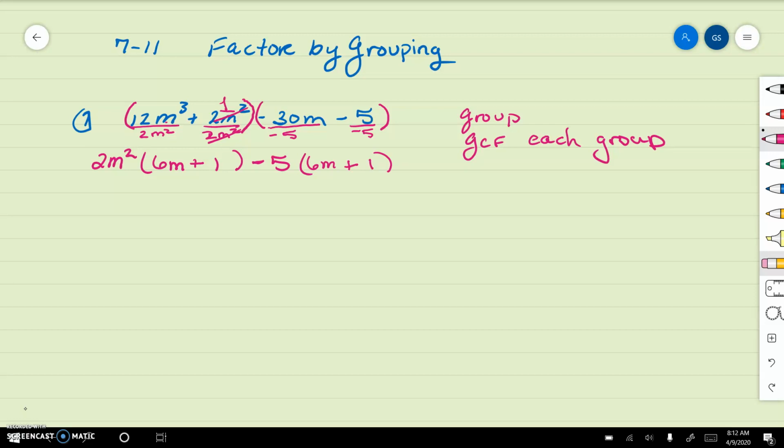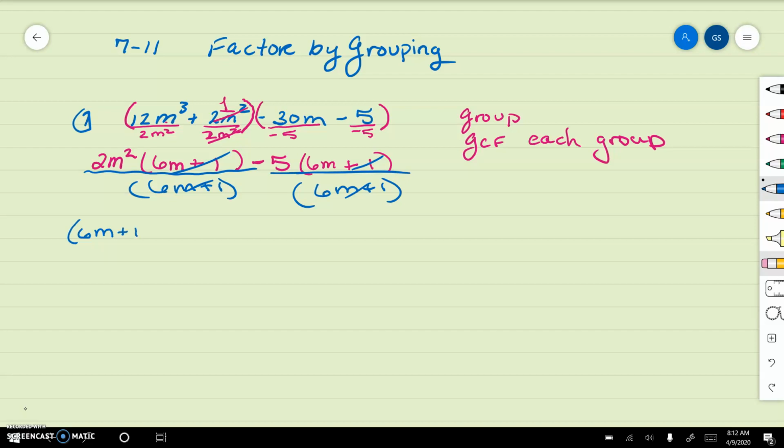You have 6m plus 1 that can be factored out in each term. Whoa. Okay, 6m plus 1, 6m plus 1, and those go away. Oh, sorry, and we have to write it in one of the sets of parentheses on the bottom. So we have 6m plus 1, that is our GCF there. What's left over is 2m squared minus 5. And that's your final answer.